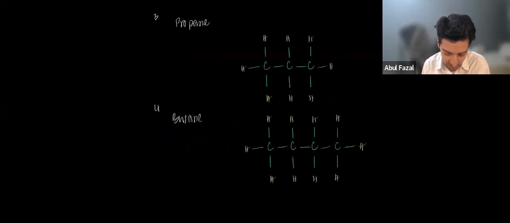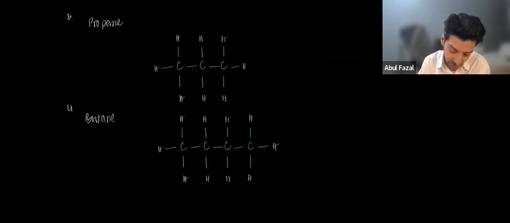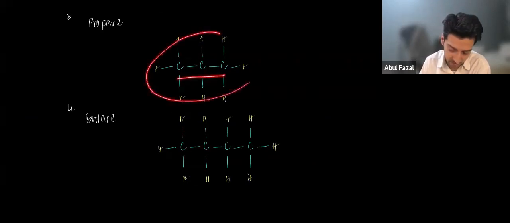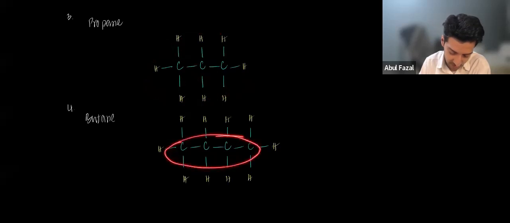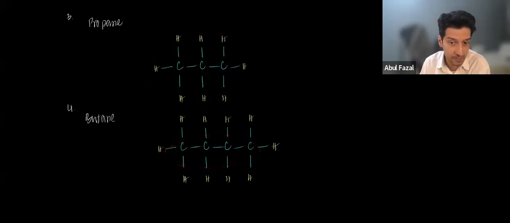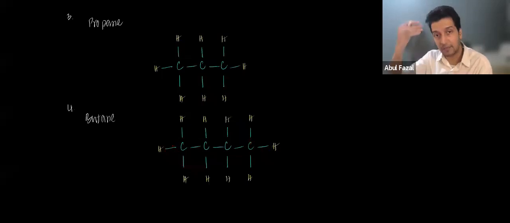Okay. The first two we've already drawn, so I don't think people have issues with them. Let's take a look at propane. 3 carbons and hydrogens around it. 4 carbons, hydrogens all around it. Okay. Can we do another thing? Can we write the molecular formula for all of these?